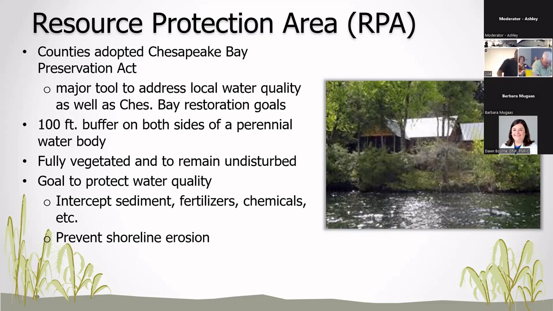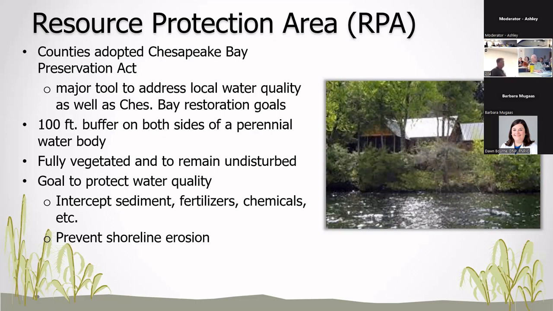So we are here in Northern Virginia. We have something called the Resource Protection Area, RPA. Fairfax, Prince William, Arlington, Loudoun adopted the Chesapeake Bay Preservation Act, and it's a major tool for counties to address local water quality. We also have big Chesapeake Bay restoration goals.